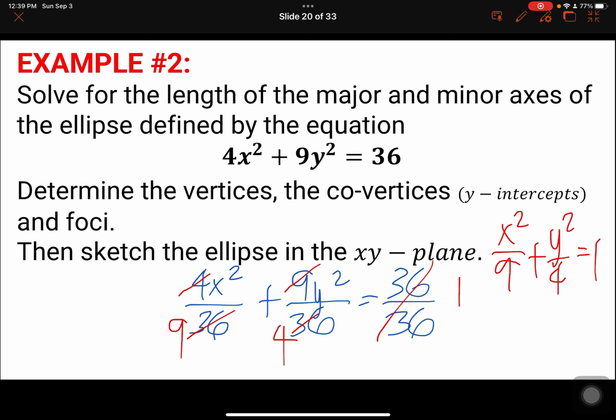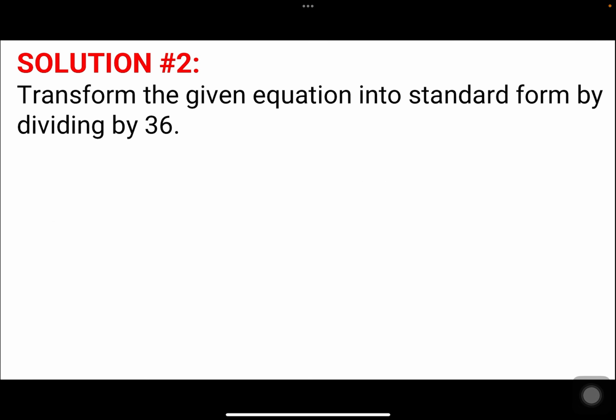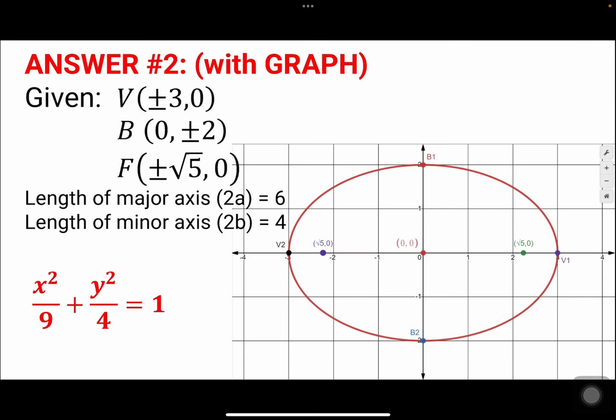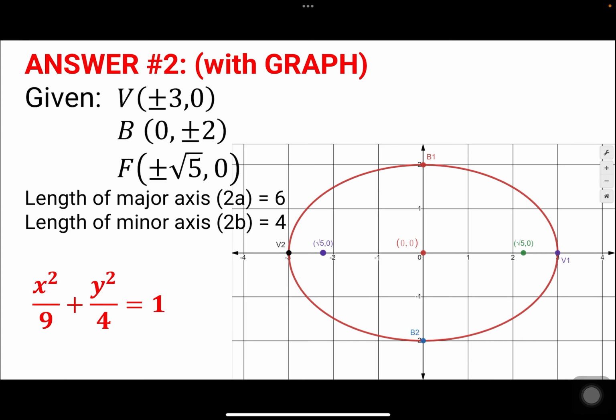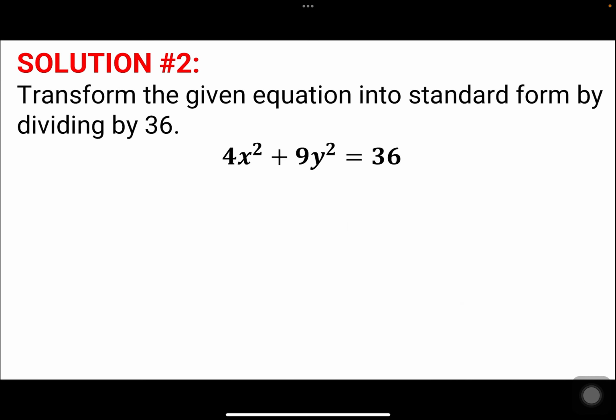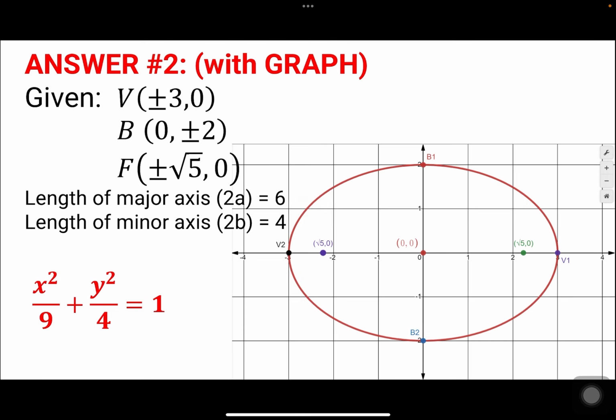Okay? So, from that, we can find the value of our vertices. Yung b natin is equal to positive negative 3. Sir, paano nakuha yon? So, di ba, divide nga natin dito.